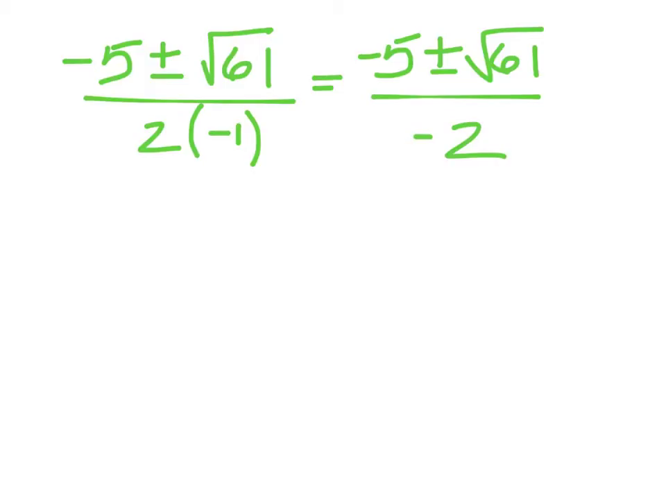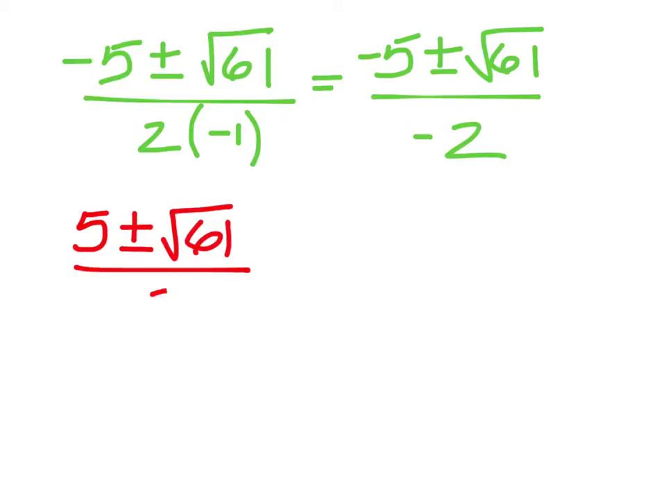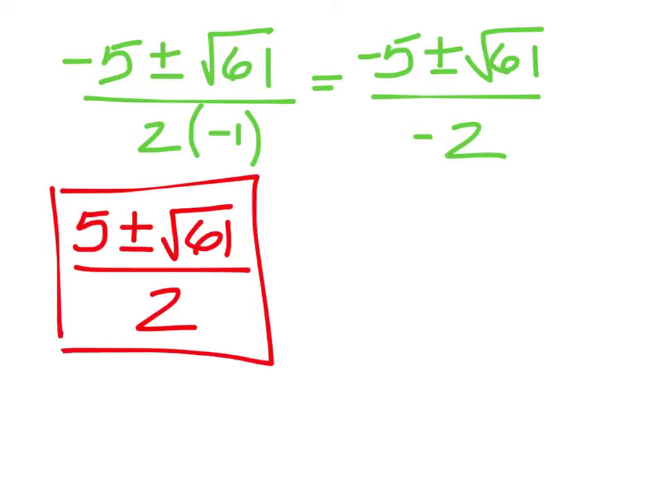Divide everything by negative 1, so it becomes positive 5 plus or minus. Do I need to put a negative sign next? No. Square root of 61 and over what? 2. That is the answer.